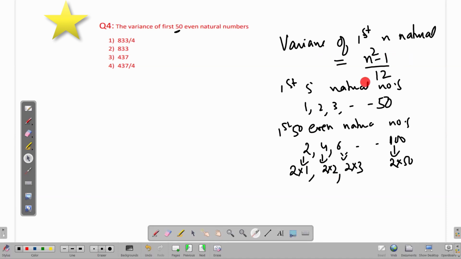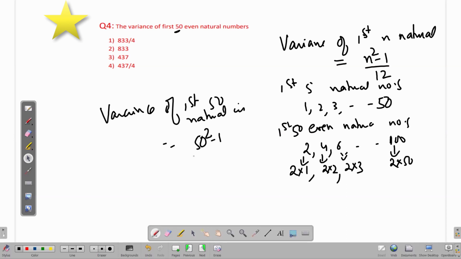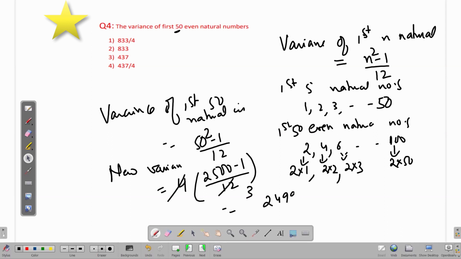If the variance of the first 50 natural numbers is, I just replace this n by 50, 50 square minus 1 upon 12. Then if I multiply 2 to each term, then my new variance, that is the variance of the first 50 even natural numbers, will be, if I multiply 2 to each term, then I have to multiply variance by 4. So what I get is 2500 minus 1 upon 12, and what I get, 2599 upon 3. So my desired answer is here 833. As you can see here, each and every term is multiplied by 2, so for variance I have to multiply variance by 2 square. So my answer is here 833.33.